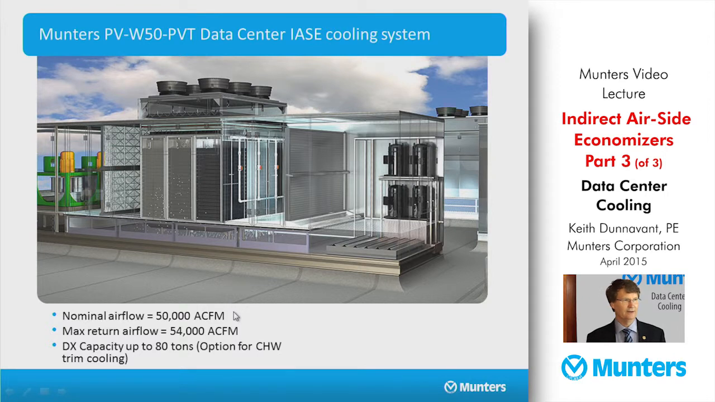This design that we've selected is capable of up to a max return air flow of 54,000 CFM. It's a nominal 50,000 CFM unit, and it can have up to 80 tons of onboard DX and it can optionally have chilled water as your trim cooling.